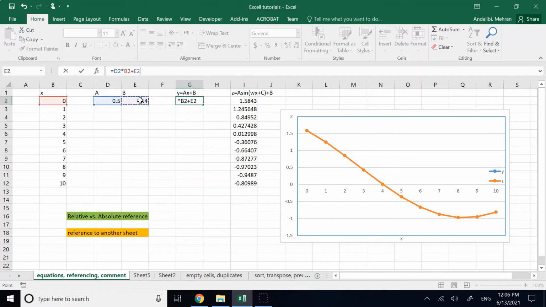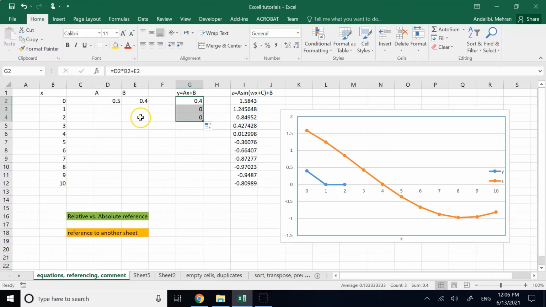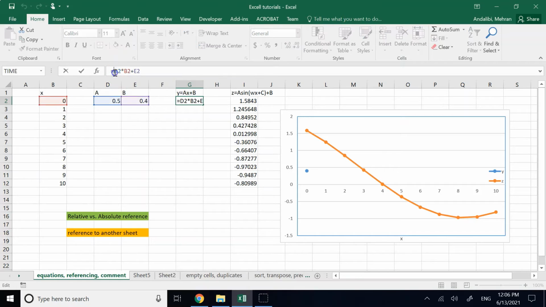But this is fine, if I go down here and try to extend this formula, I'm going to get a bunch of zeros, because now it is trying to get the values of slope and intercept from what? D3, E3, D4, E4, and so on. I'm doing relative here, but I don't want relative. The only thing relative I want are the B columns. D and E should be absolute, so I have to modify my formula by what?